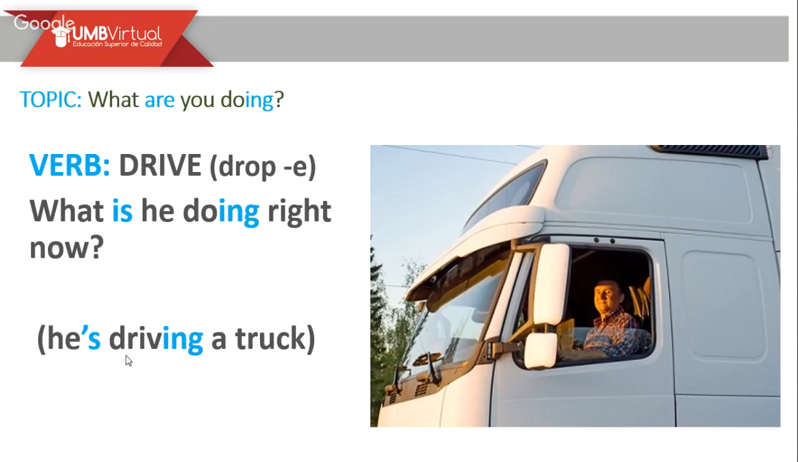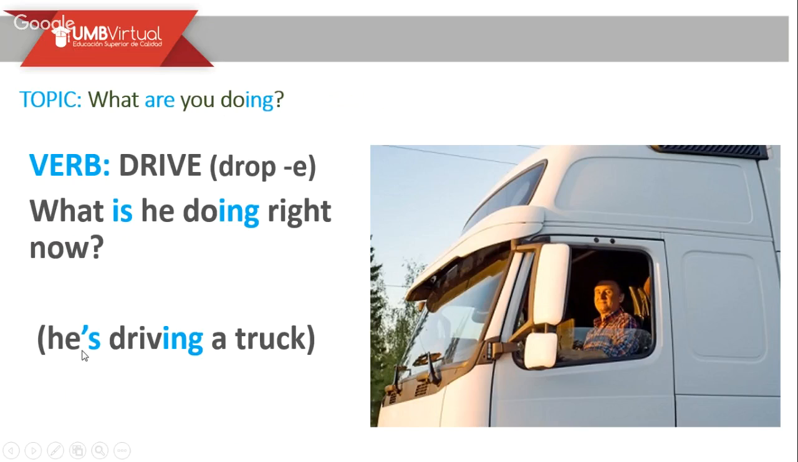So let's continue. What are they doing? Drive, drop. What is he doing right now? Okay, he's driving a truck, for example, which is the example we have right here. So what are the differences according to this part? First of all, we have the verb to be right here, and later on we have doing, which is the original verb we have used during these examples. He's driving a truck.